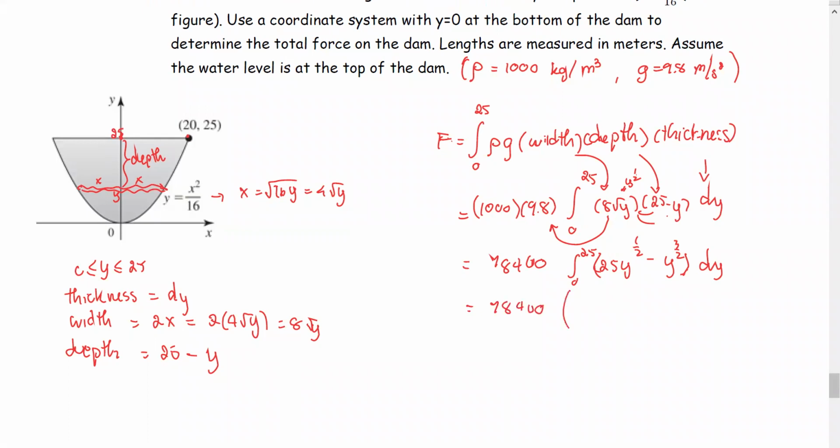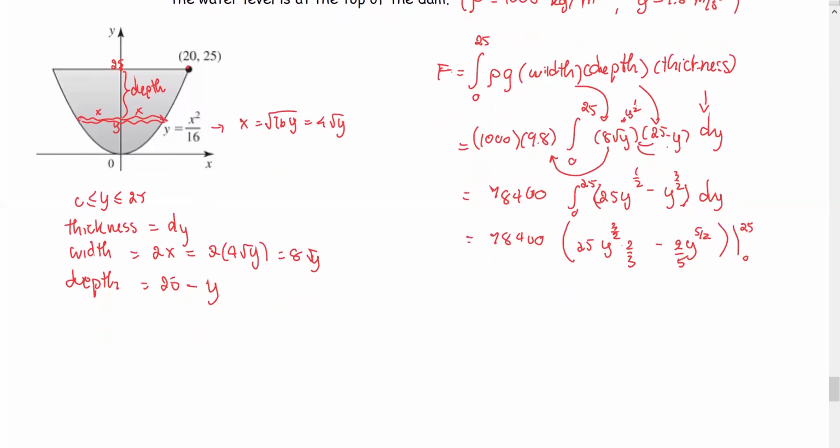78,400. The antiderivative of 25 y to the power 1/2 would be 25 y to the power 3/2 multiplied by 2/3, minus y to the power 5/2 divided by 5/2, or multiplied by 2/5. Evaluate from 0 to 25. The first term becomes 50/3 y to the power 3/2.